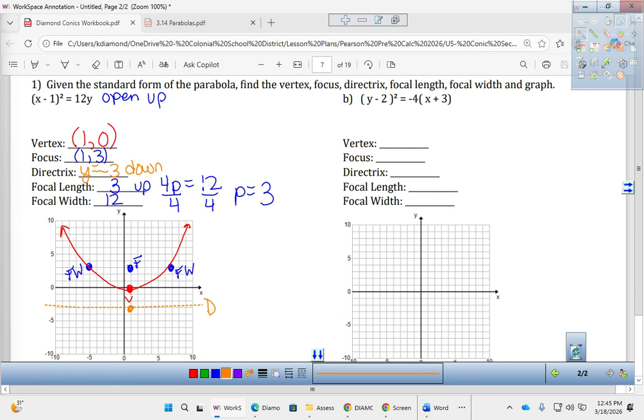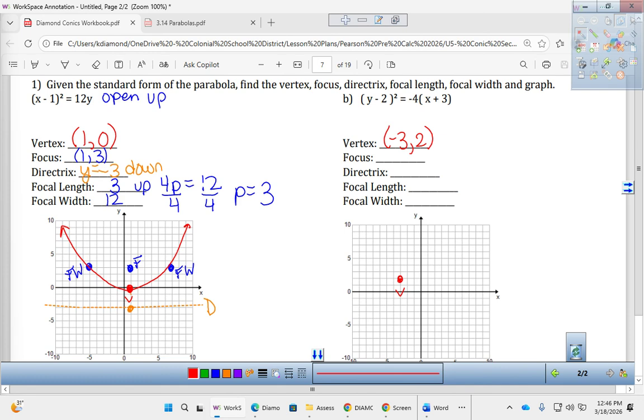Now looking at this next one, the center is HK. With the X is a +3, so I'll do -3, and with the y is a -2, so I'll do +2. So I'm going -3, +2, and I'm gonna label that my vertex.